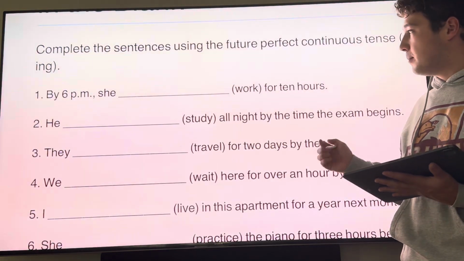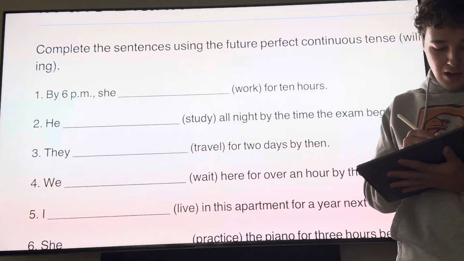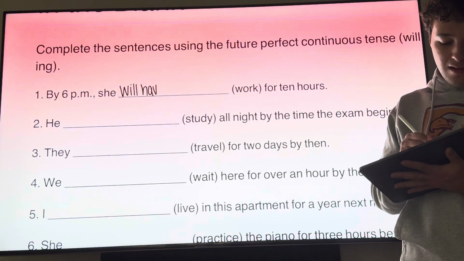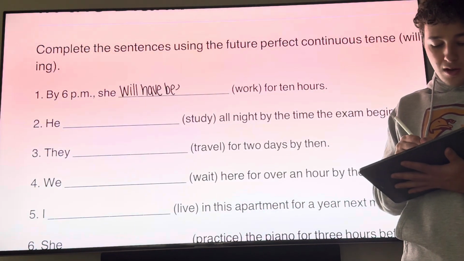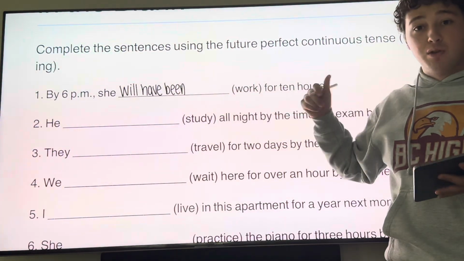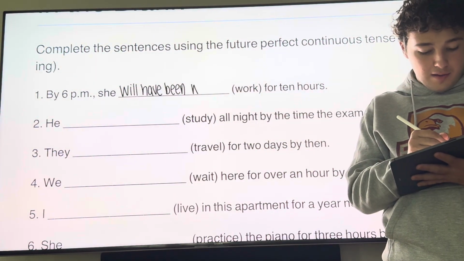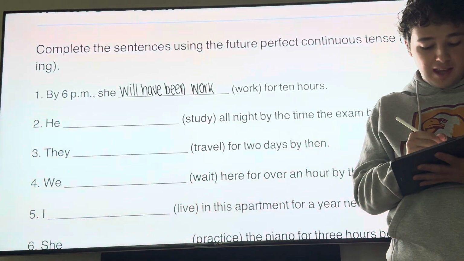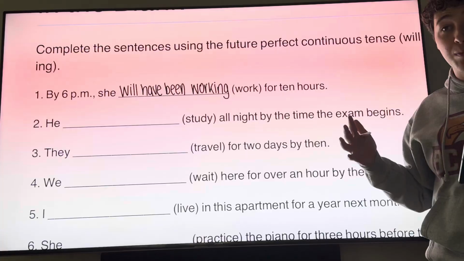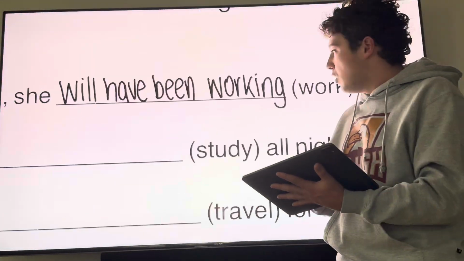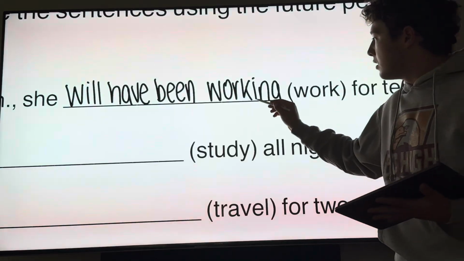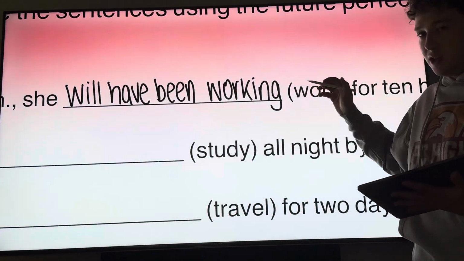By 6 p.m., she will have been. Always have, will have been. The verb they give you is work. Work, and then don't forget the ing. So this is how you do the future perfect continuous. Will have been, the verb work, and then ing.